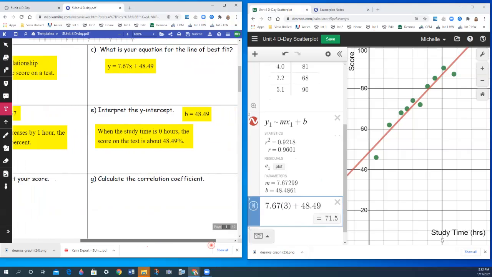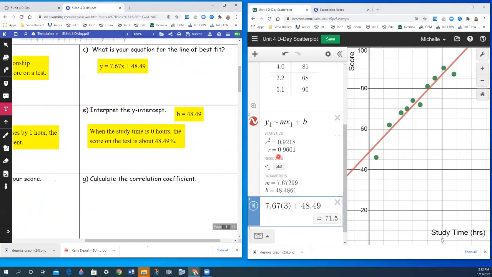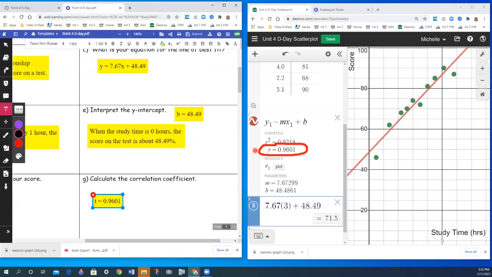Now this one says calculate the correlation coefficient. So the correlation coefficient is this R right here. Let me circle it. Okay, this is our correlation coefficient. So we're going to be using this value here. R is equal to 0.9601. That is our correlation coefficient.